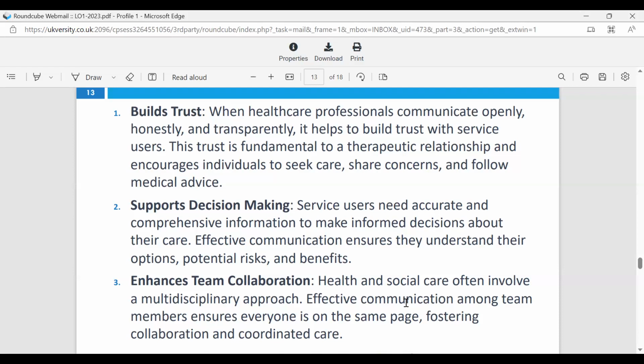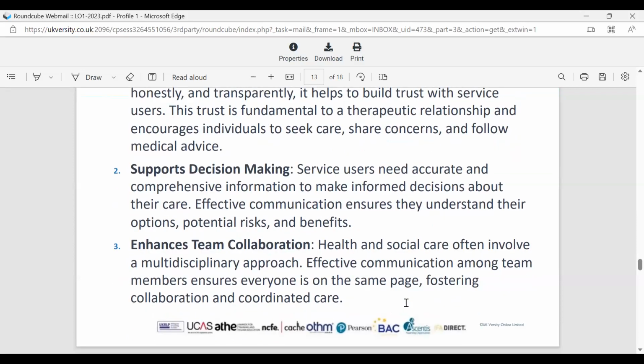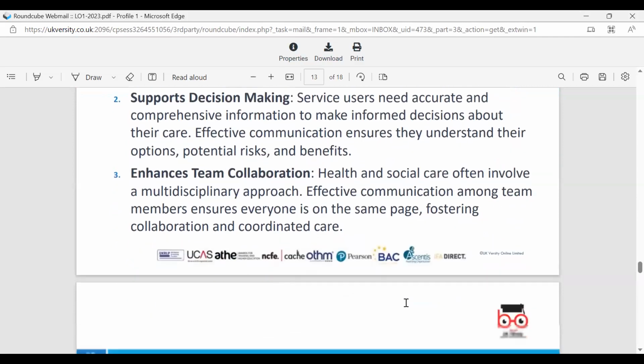And it supports decision making. So service users need accurate and comprehensive information to make informed decisions about their care. Effective communication ensures they understand their options, potential risks and benefits. It enhances team collaboration. Health and social care often involve a multidisciplinary approach. Effective communication among their members ensures everyone is on the same page, fostering collaboration and coordinating care.